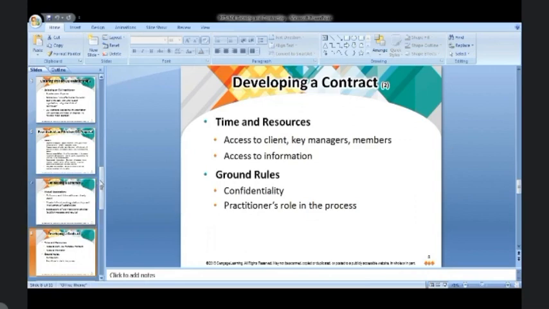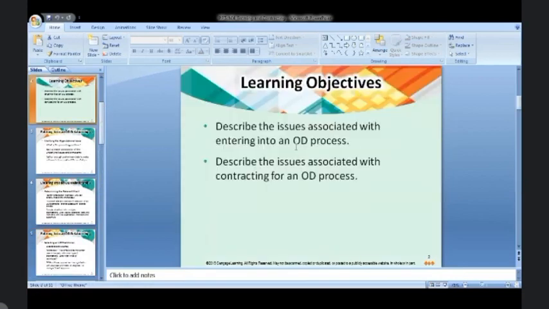Under this entering and contracting, you have to study what issues are involved in entering into the OD process: clarifying the organizational issues, determining the relevant client, and selecting the OD practitioner. And what are the issues associated with the contracting of the OD process? There are three: mutual expectation, time and resources, and ground rules. That's all from the examination point of view.